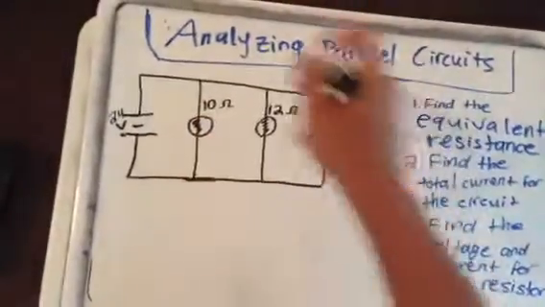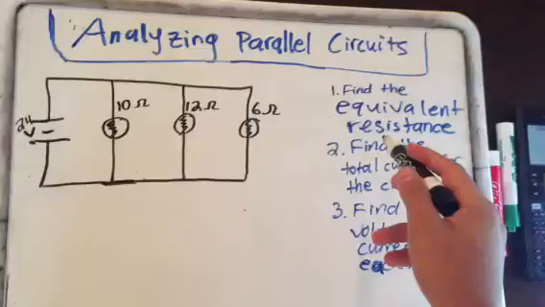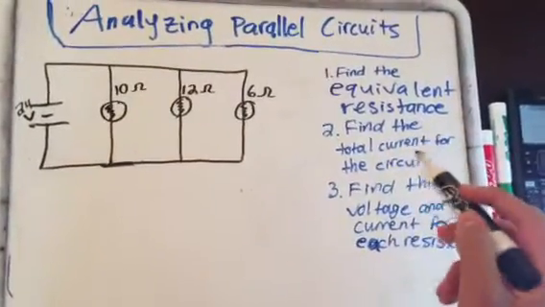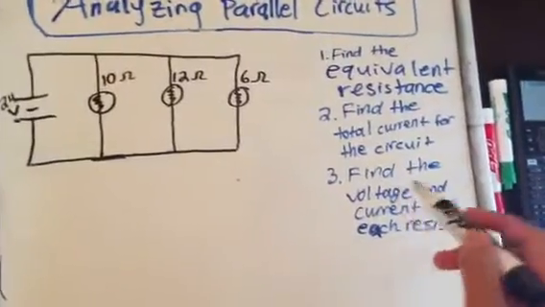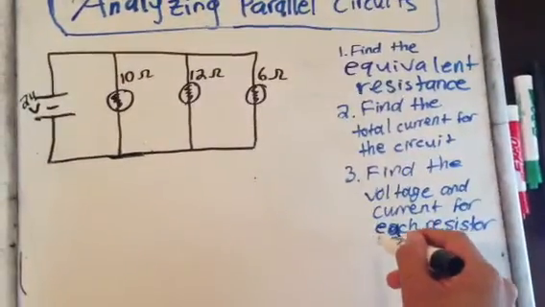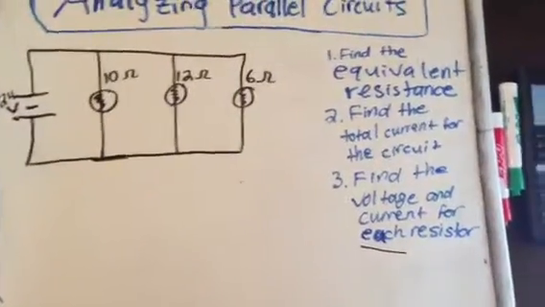Here's our nice parallel circuit, and we need to find three things. We need to find the equivalent resistance, we need to find the total current for the circuit, and we need to find the voltage and current for each resistor. That's key right there for part 3, which is what we'll get to later in this video.